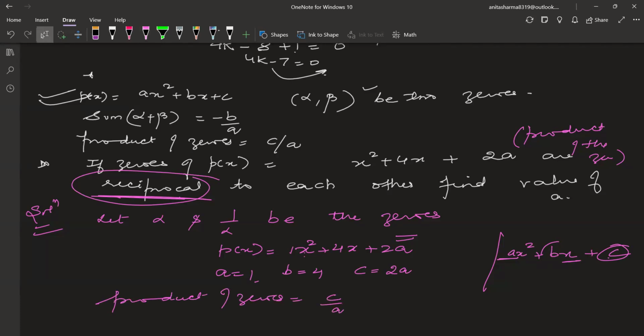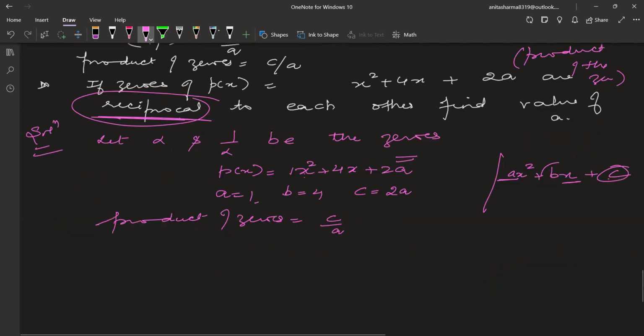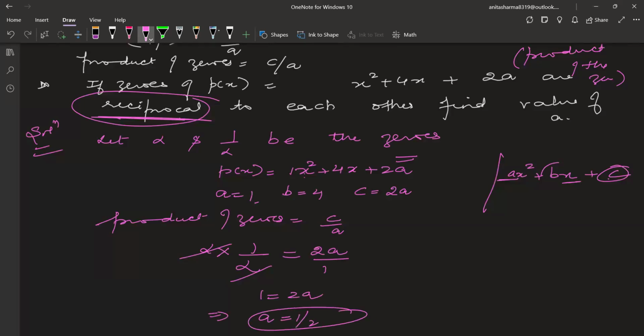Ma'am, according to the formula, product of zeros will be c upon a. So alpha into 1 upon alpha will be equal to 2a upon 1. Alpha alpha cancel. Then 1 will be equal to 2a. So a is equal to 1 by 2. Yes, the value of a will be 1 by 2. Got it, beta? All have understood? Yes, ma'am.